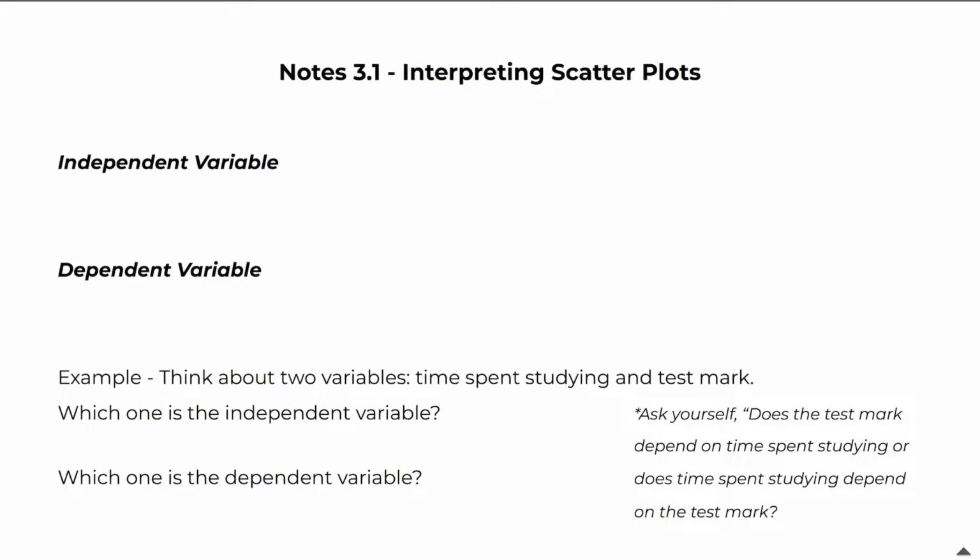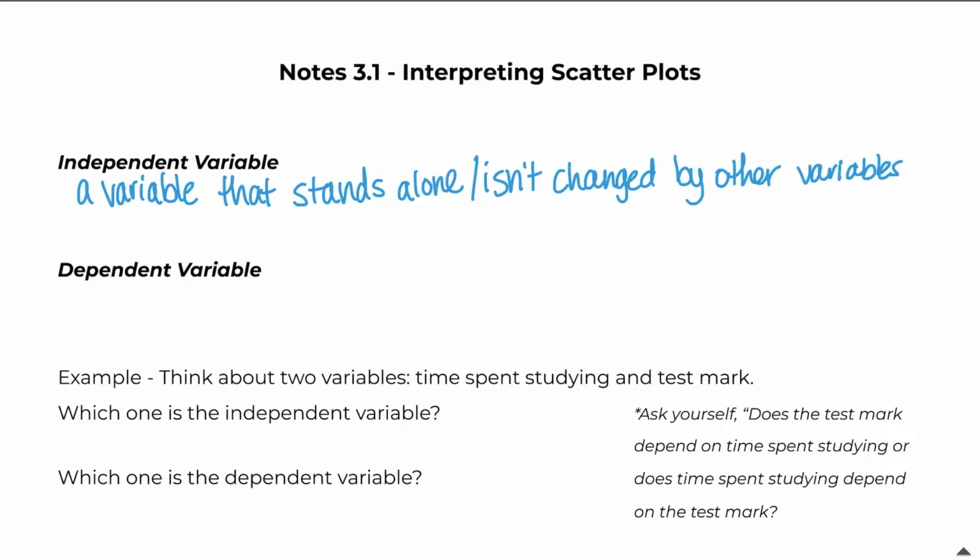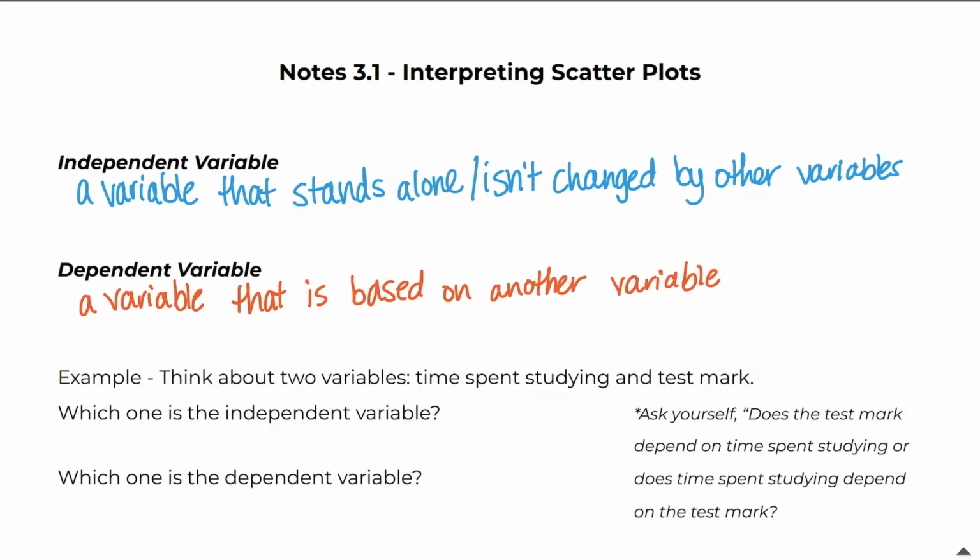So our first variable that we want to define is called an independent variable. And an independent variable is literally what it says. It's independent. It's a variable that stands alone. It isn't changed by other variables, okay? And then the dependent variable is a variable that is based on another variable. And something that might help you remember this is the independent variable is pretty much the cause. You can think of it like the cause, and the dependent variable is kind of like the effect, right?